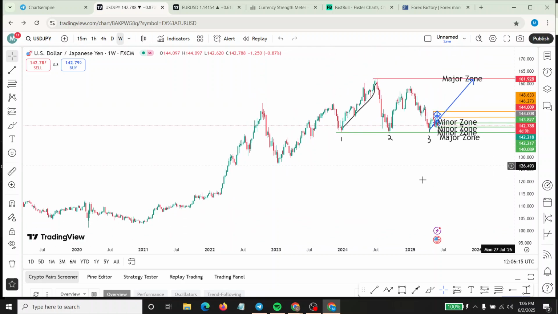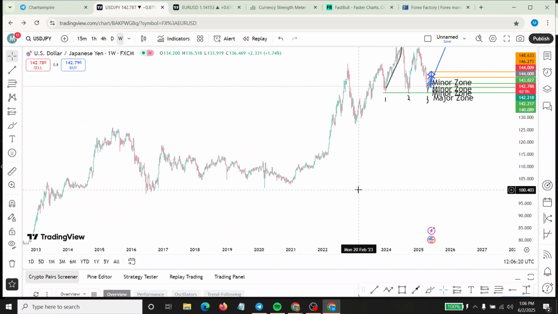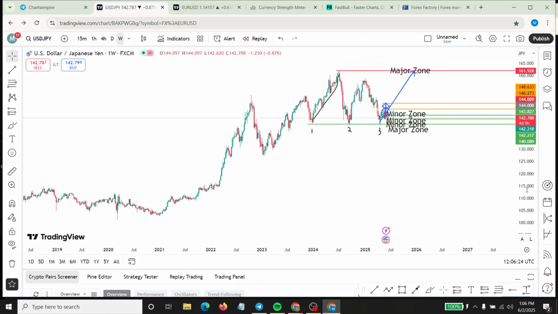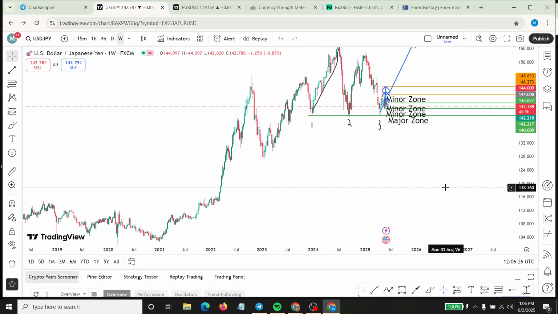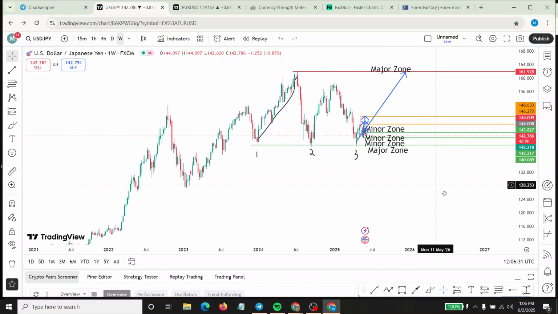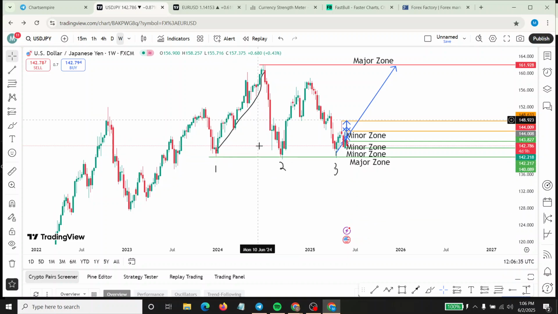If we scroll all the way down, we can see the origin of what started this upward movement. You can see on the weekly chart, we were able to identify a major zone which serves as our support, because we've seen obvious touches on this level. We identified the first level, the second, and the third. We make our decision based off of the third.